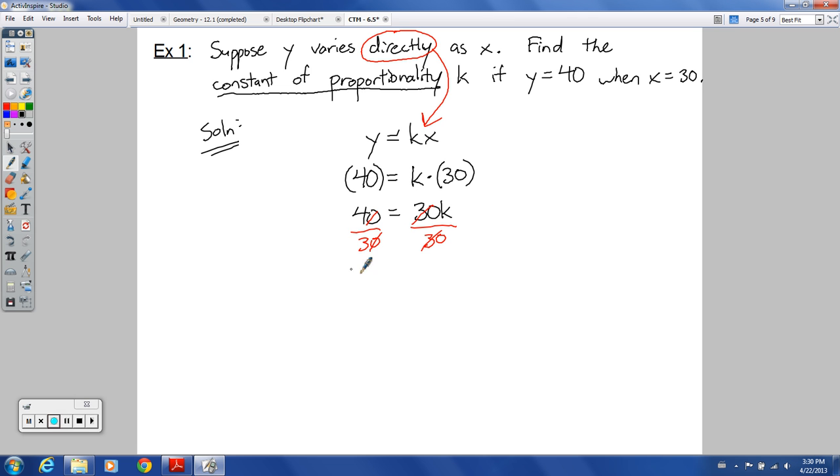Sometimes you'll have fractions, sometimes you'll have decimals, and that's okay. This happens to be a fraction for this one. So if you went back up to the original equation, y is always going to equal 4/3 times whatever x is. It's going to be 4/3 as big as x. And so that's our direct variation formula to find the constant of proportionality.